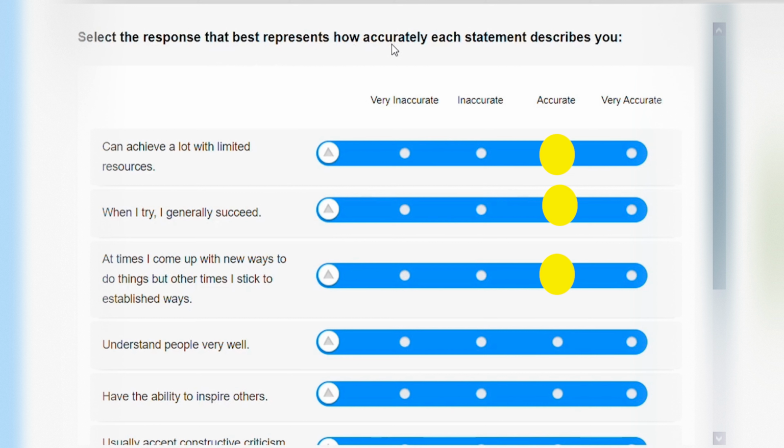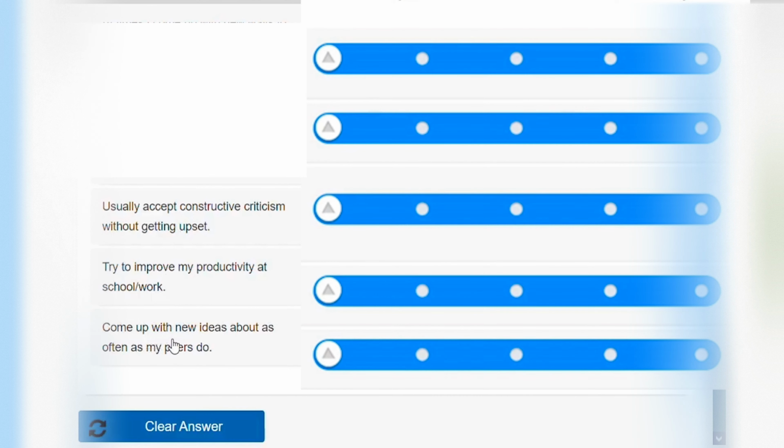Understand people very well. Accurate. Have ability to inspire others. Here you can pick very accurate as well. It's not harming. You don't seem overconfident by saying this. The idea is here that you just inspire people. Usually accept constructive criticism without getting upset. Here I would say very accurate.